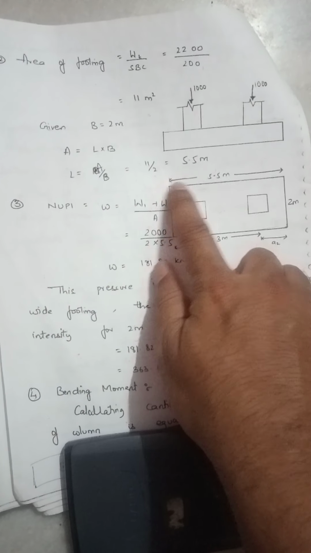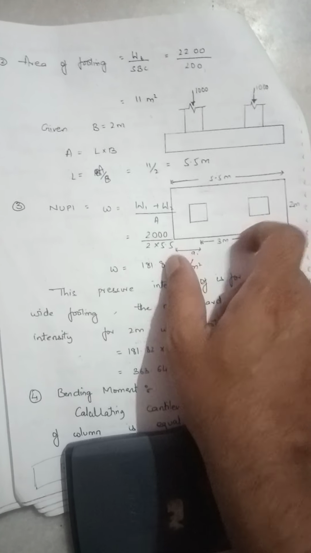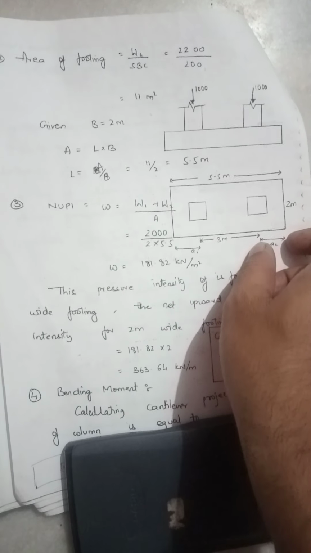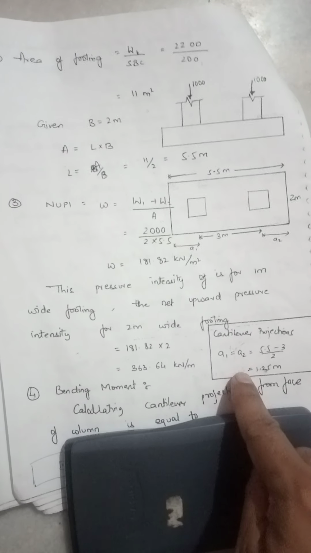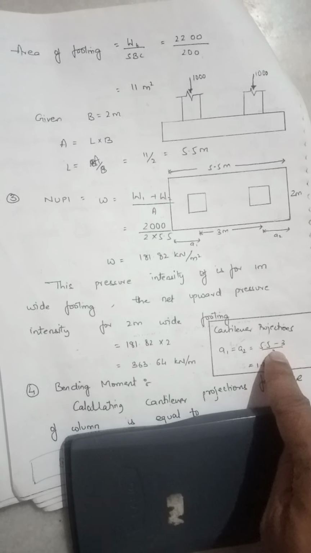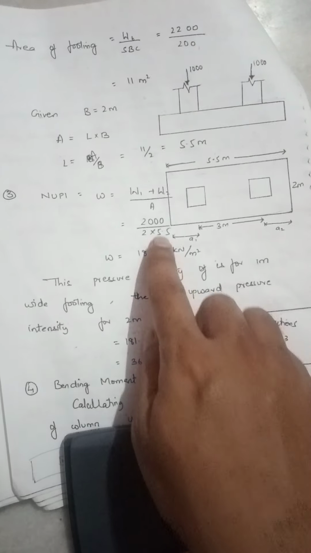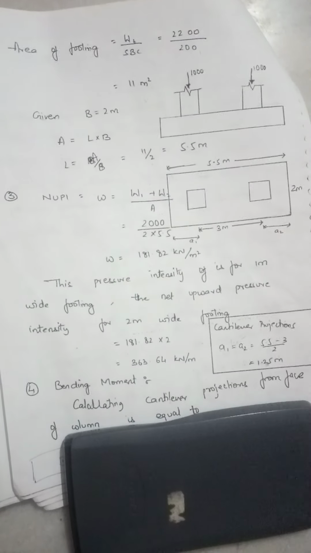As the whole length is 5.5, after removing the center to center distance, the rest of the distance should be divided between A1 and A2. You can see here A1 is equal to A2 is equal to the total length 5.5 minus 3, the center to center distance, divided by 2. So A1 is 1.25 and A2 is 1.25.